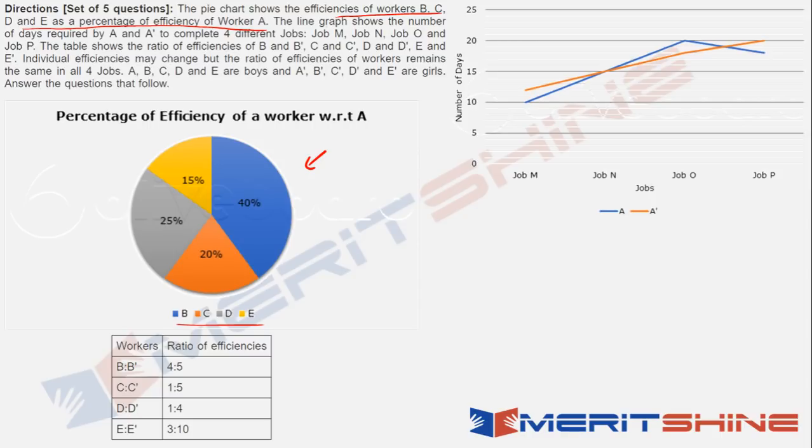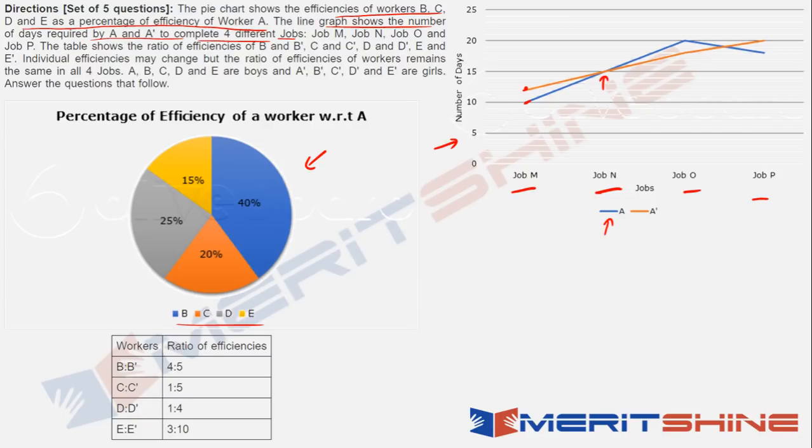Okay. The line graph shows the number of days required by A dash to complete 4 different jobs. Now there are not 5 people, there are 10 people, A dash, B dash, like that. And this line graph shows you the number of days they take to complete these 4 jobs. So you can see that if you talk about A dash, their efficiency for this job is done by this blue, that's A first, and then orange takes a little more time. So A is more efficient here.